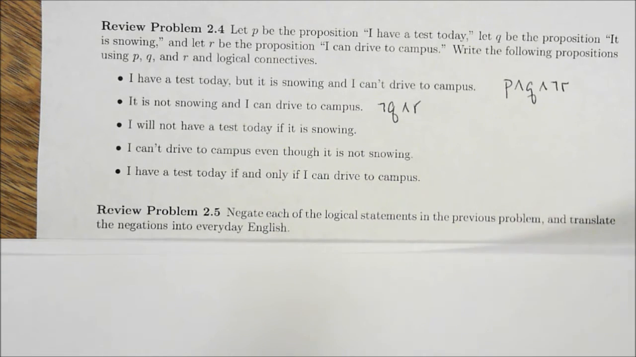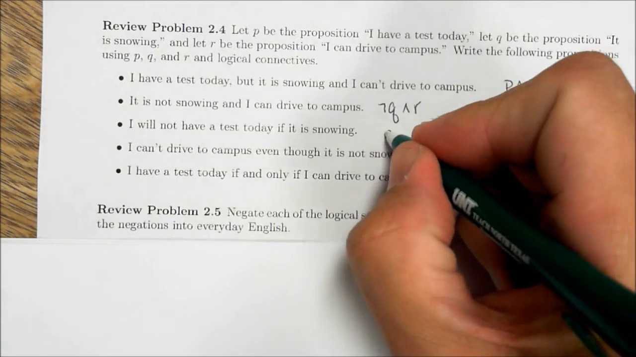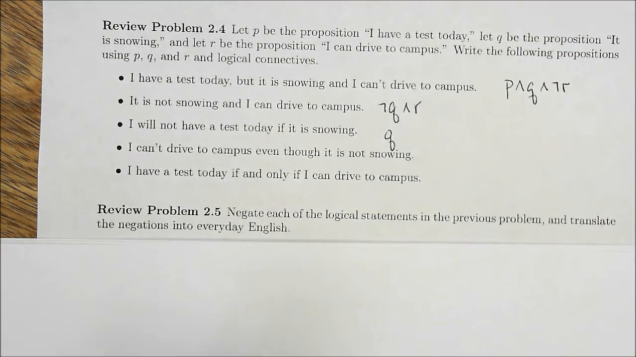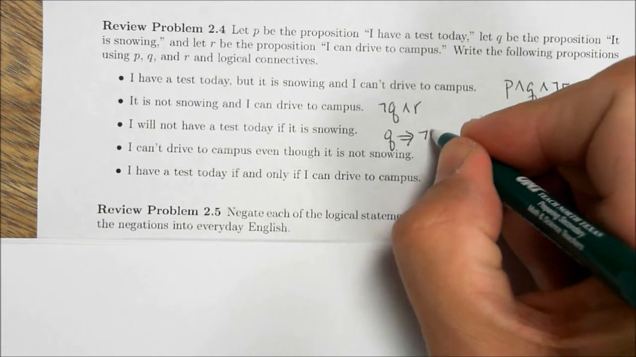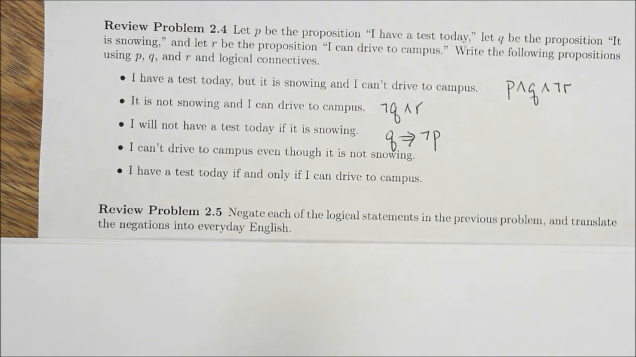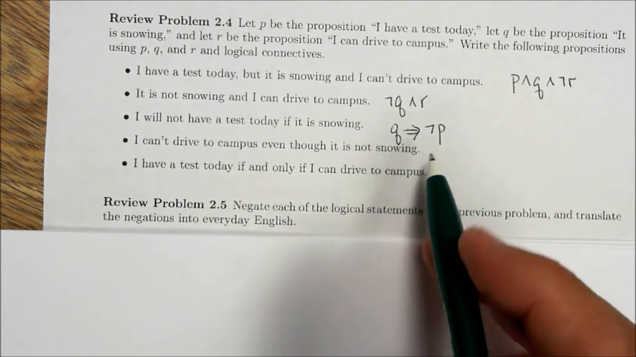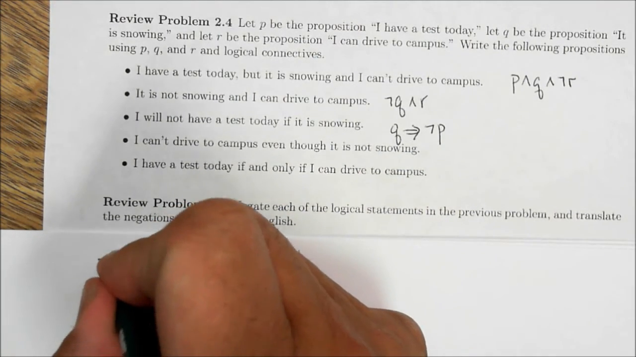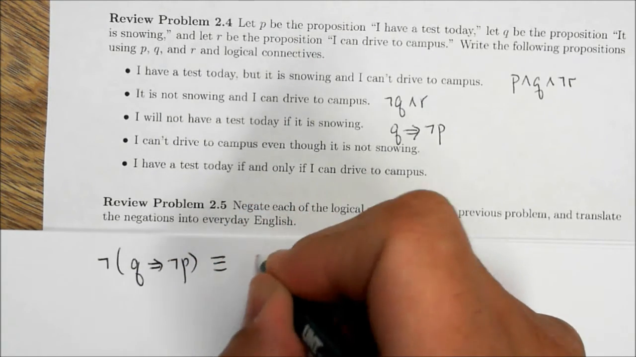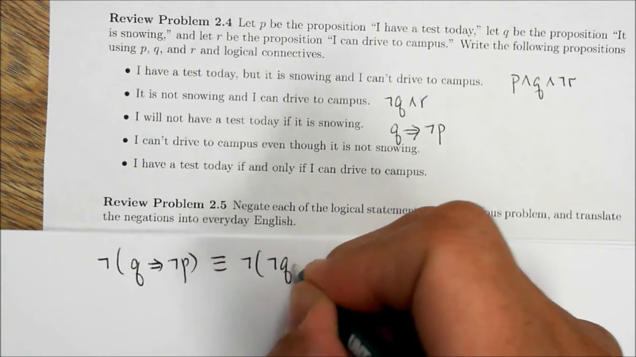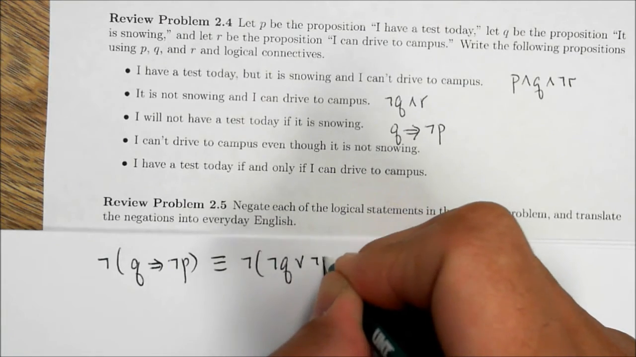For the third statement, I will not have a test today if it is snowing. So this one would be if it is snowing, if Q, then I do not have a test today, not P. To find the negation of this, we have not (Q implies not P). That's equivalent to not (not Q or not P).